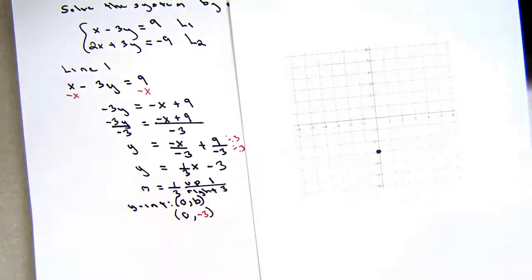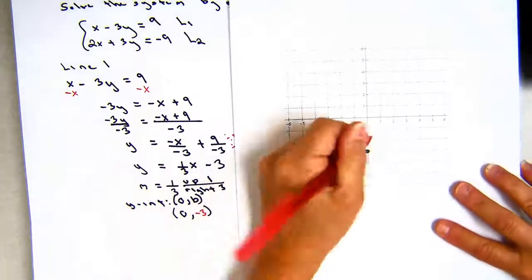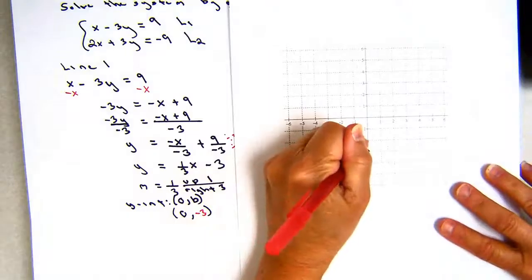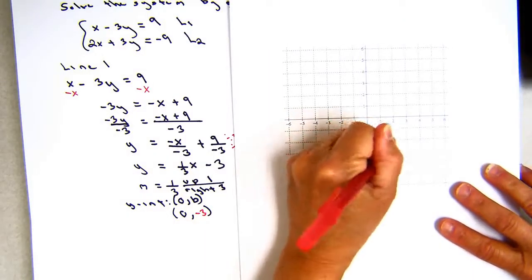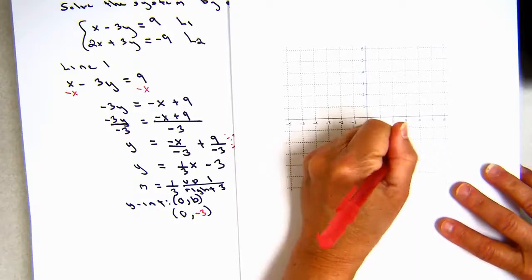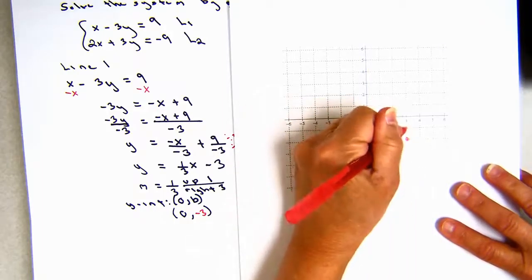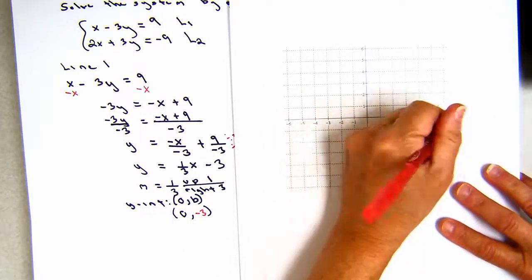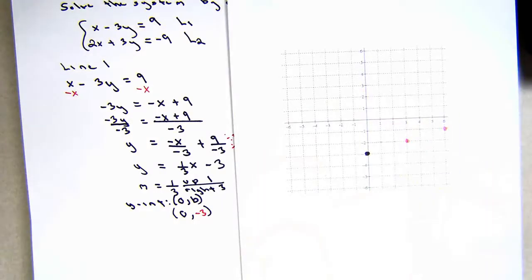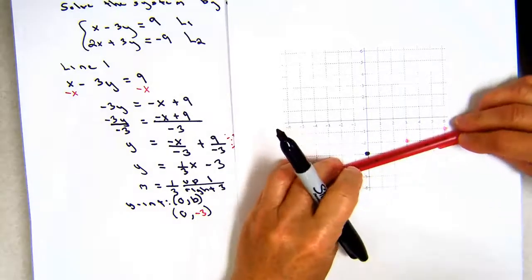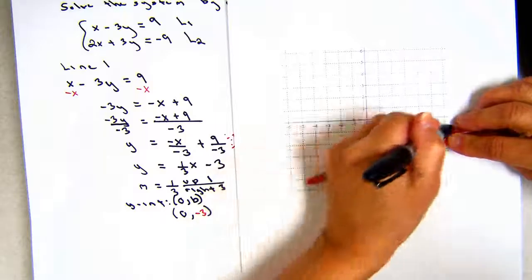So doing that right here, I'm going up 1 unit, right 3. 1, 2, 3. Put a dot there. Again, up 1 over 3 units would be right there. Okay, and that gives us the shape of that. So let's go ahead and draw the line that goes through those 3 points. Okay, and it looks like that.